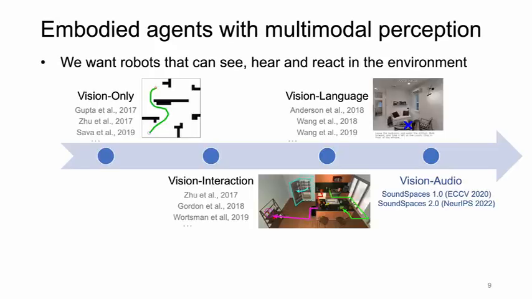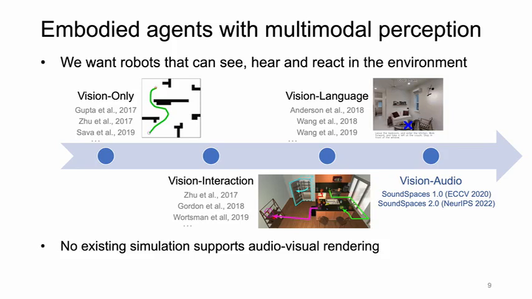Before our work, there were vision-only robots that can move around in the environment and move to a location specified by humans, or visual robots that can interact with environments, or visual robots that can follow human instructions, but no robots were able to hear in the environment because there was no existing simulation that supports audiovisual rendering. To support this, we built a first-of-its-kind audiovisual simulation platform. And here is the demo.